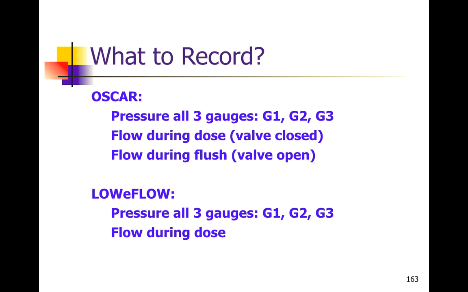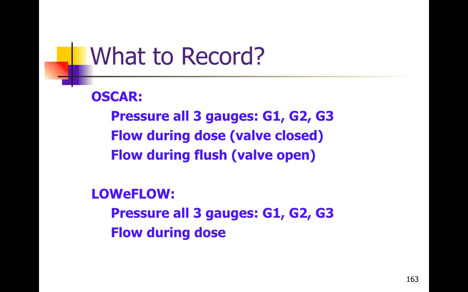Now the question becomes, well, what do I record? What do I put on the as-built? At a minimum, these 5 lines need to be completed. For the Oscar, we want to have the pressures when we're dosing. Don't worry about the flushing pressures. That's not the issue. We want to know what the pressures are when we're dosing. So report all the pressures and label them. Gauge 1 pressure, gauge 2 pressure, and so forth. Then we also want to record what the flows were. We want to record the flow when the valve is closed. Again, we want to record the flow when the valve is open.